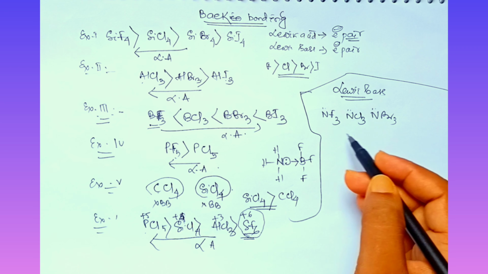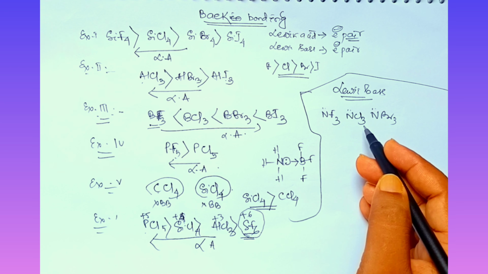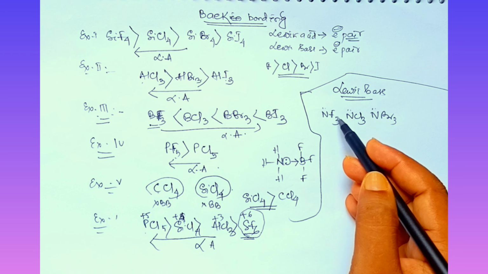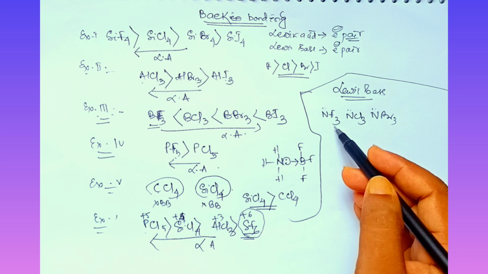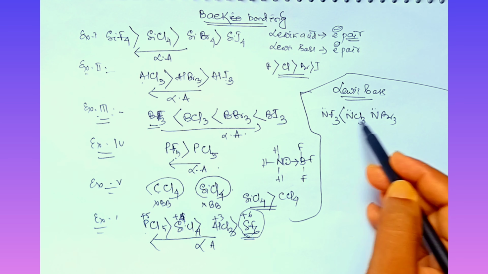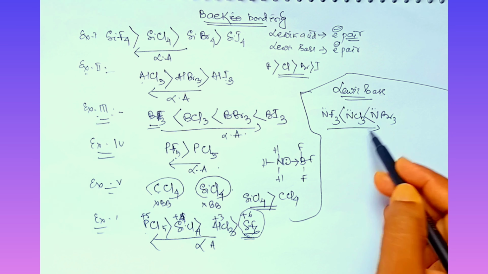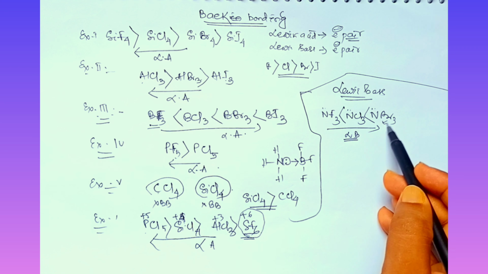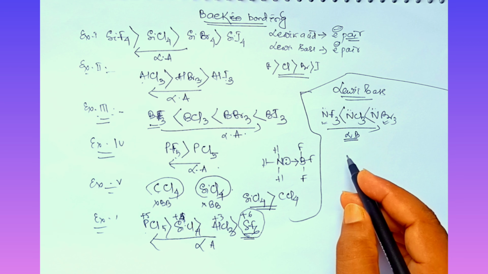So we will not consider the concept of back bonding here; we will decide only based upon electronegativity. In NF3, the lone pair of nitrogen is more strongly attracted by the electronegative fluorine atoms, so it will be the least Lewis base, and NBr3 will be the highest. So the Lewis base character varies in this way, from the highest to the lowest.